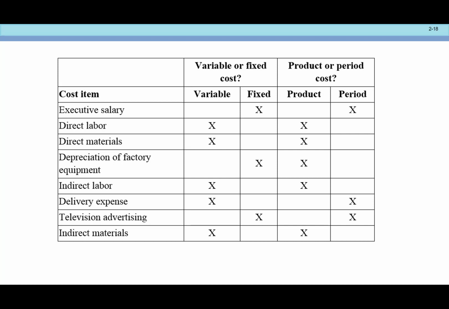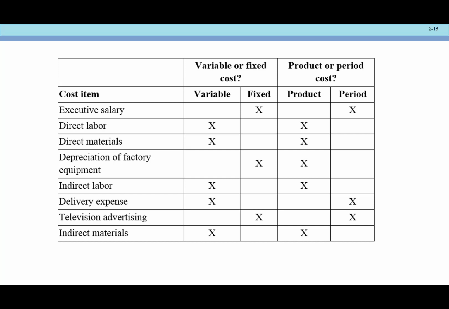So then we come over and we have the direct labor. Direct labor is variable. It is a product cost. Direct materials, variable product cost, right? Depreciation of factory equipment, it is fixed. It is a product cost as part of my overhead, right? Unless we're using the units of production method, which we're not. But if you're assuming straight line, it is. How about indirect labor? That's product, and it's going to be variable.